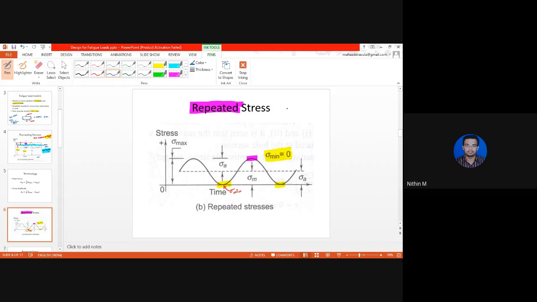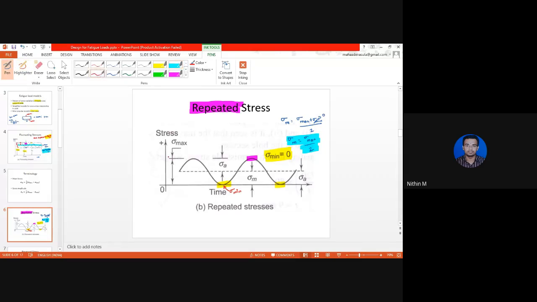So if the minimum stress is equal to 0, what will happen to the mean stress? How did we define the mean stress sigma m? Sigma m was sigma max plus sigma minimum by 2. Here sigma minimum is equal to 0. So sigma m will be equal to sigma max by 2. Correct? So the mean stress will be equal to sigma max by 2. Note this case: when the load is repeated in nature, the mean stress will be sigma max by 2.